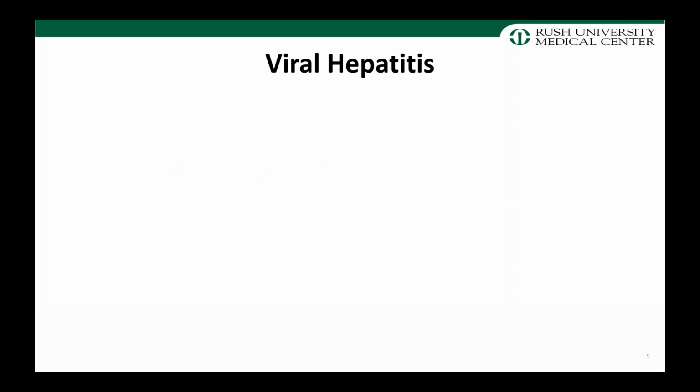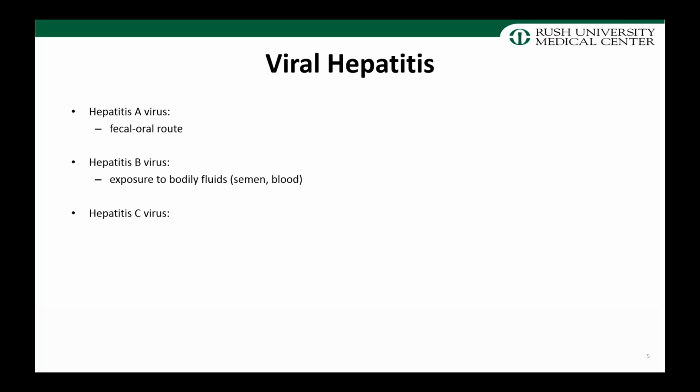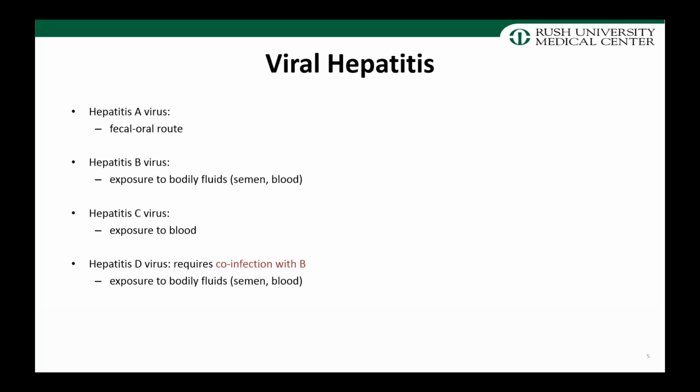There are 5 different types of viral hepatitis that we associate with acute and/or chronic liver disease. These can be hepatitis A virus, which is transmitted through a fecal-oral route, hepatitis B virus, which is transmitted through exposure to bodily fluids such as semen or infected blood, hepatitis C virus through exposure to blood, hepatitis D virus, which is an interesting virus as it requires a co-infection with hepatitis B for replication, as well as hepatitis E, which is again through the fecal-oral route.